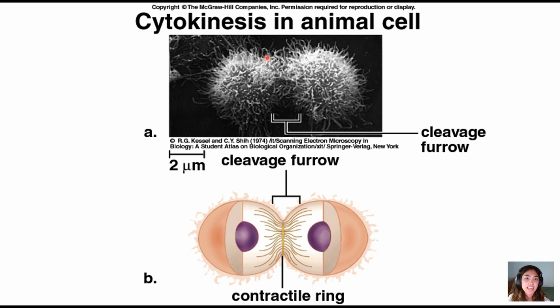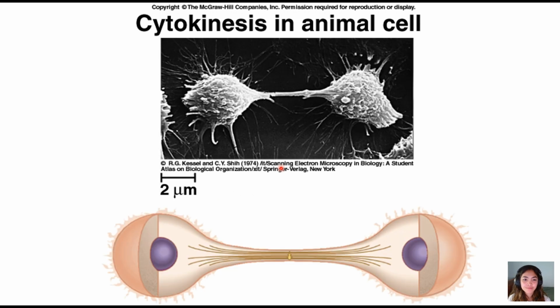And then in our animal cells, we've got the cleavage furrow. So that contractile ring is essentially pinching that cell in half. And then we can see here getting pulled apart more until eventually they will just cut clean off from each other.